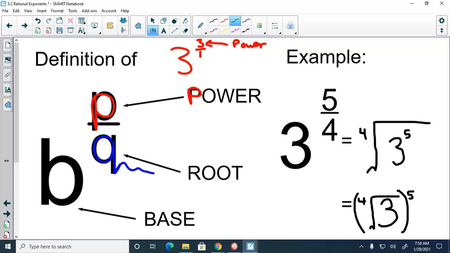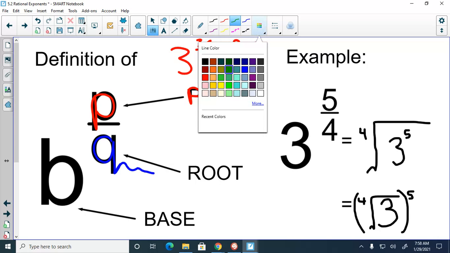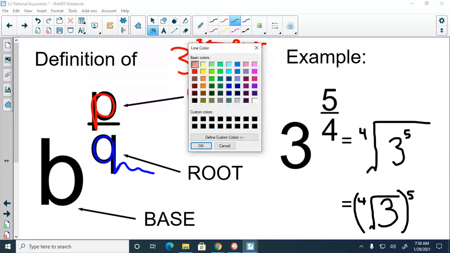And the way that I like to try and remember this, it's a little silly, but I like to remember this. I wonder if I can get brown. Is brown an option? I'll think of a maroonish. More. Let's get brown. Here we go.